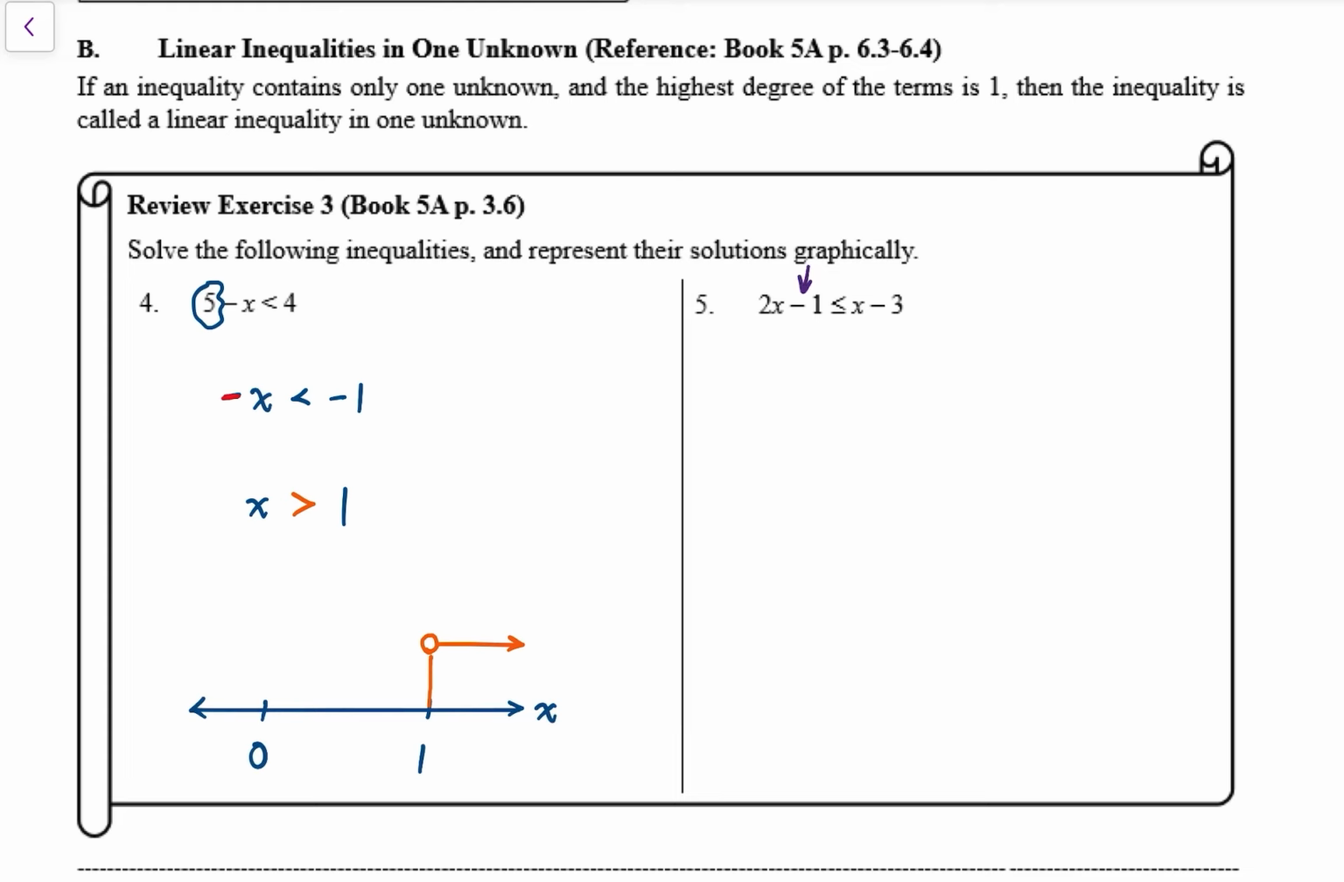Let's get rid of negative 1. Afterwards, I want to move x on to the left. The solution would be x less than or equal to negative 2. Let's represent the solutions graphically.